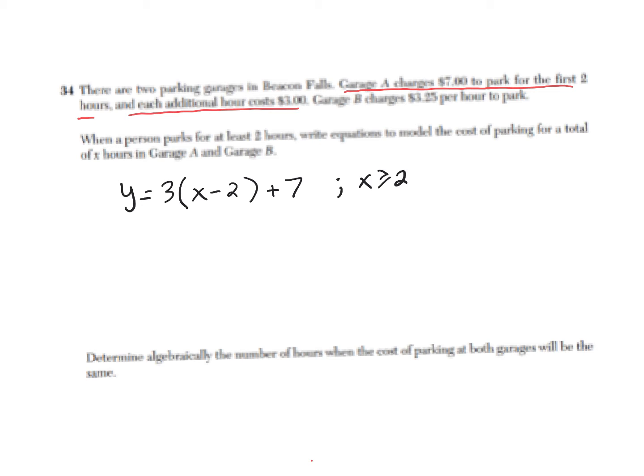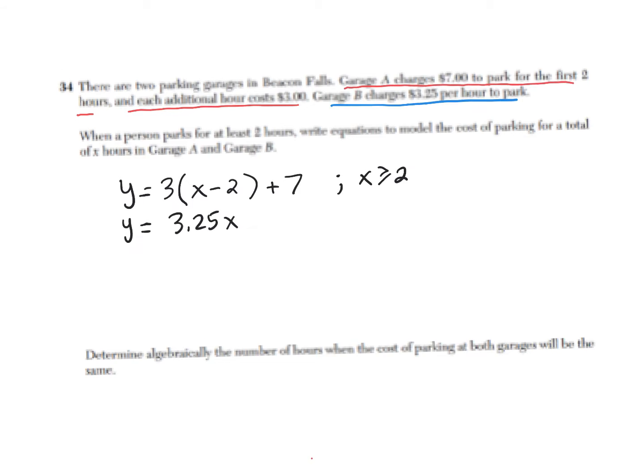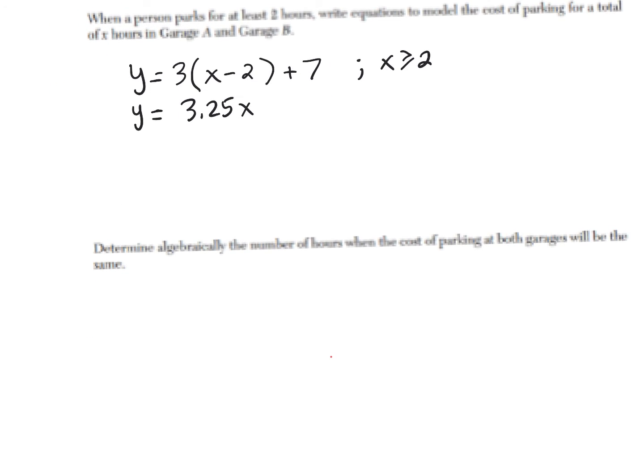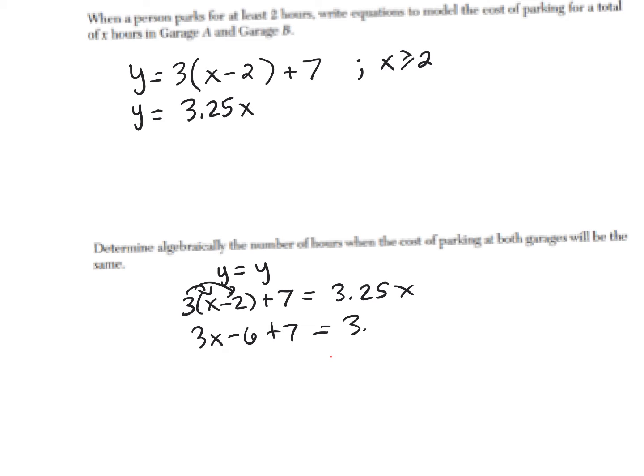Now your second one, for garage B, they charge $3.25 an hour to park. So you would say y equals 3.25x. Okay, now determine algebraically the number of hours. Then you just set them equal to each other. It's a substitution problem because you know y equals y. So you could say 3 times x minus 2, plus 7, equals 3.25x. So you'll have 3x minus 6 plus 7 equals 3.25x.